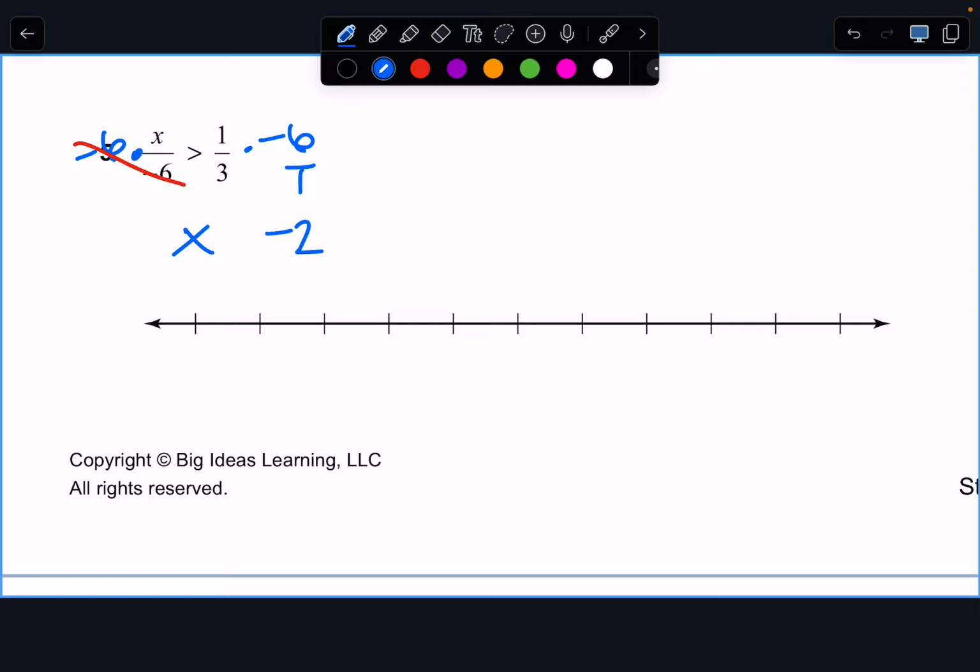Now, Liliana asks, do we flip the inequality sign? What is our answer to her? We multiplied by a negative number. So, yep, we are flipping that guy.